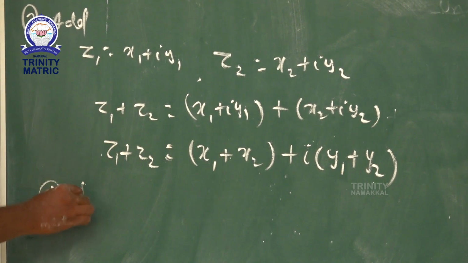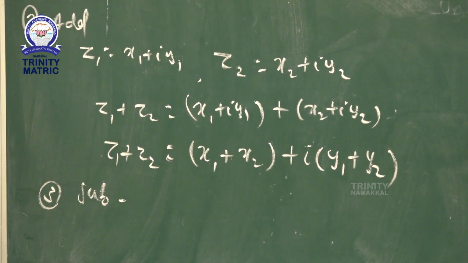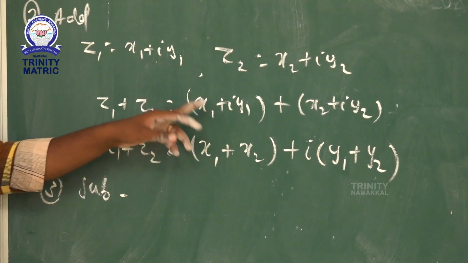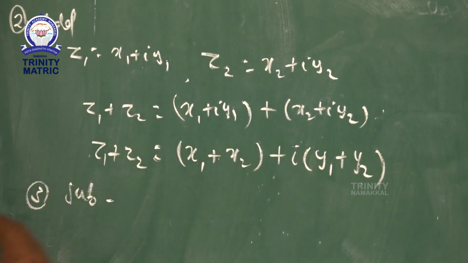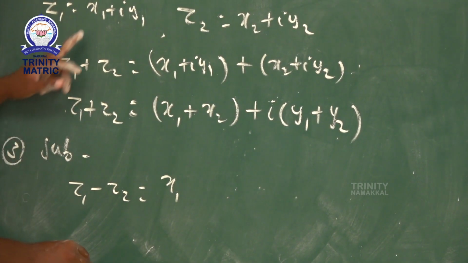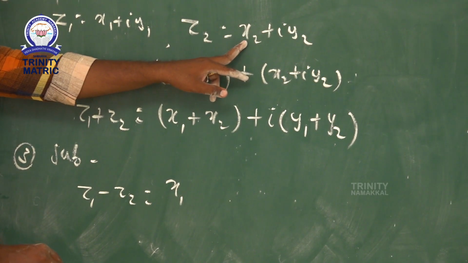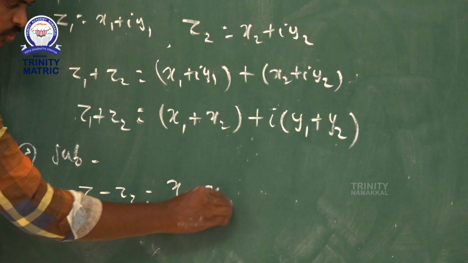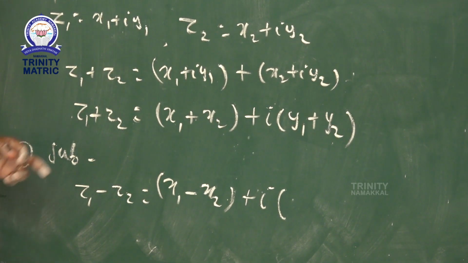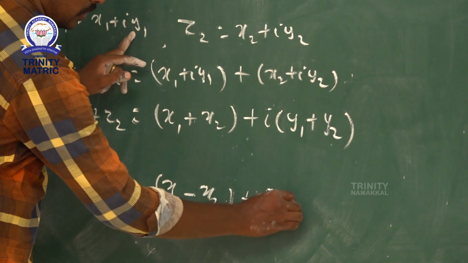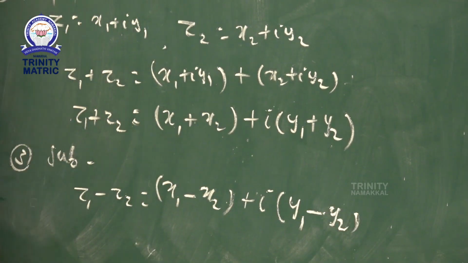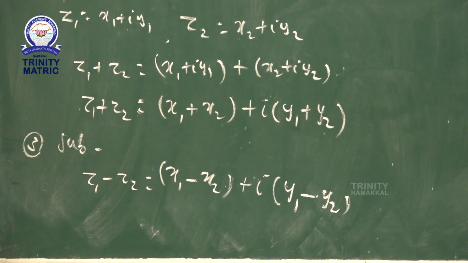Next, third one, subtraction of the terms. Subtraction is also the same method. Just like addition, we do subtraction separately for real and imaginary parts. So z1 minus z2 means x1, that is the real part of the first term, minus x2, the real part of the second term. Next, plus i is the common term. Next, y1 is the first term, subtract y2. So separately real and imaginary parts.